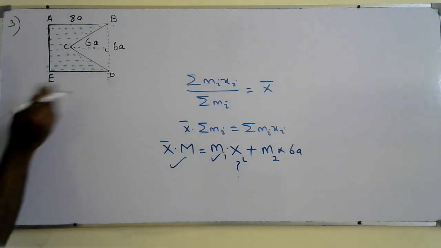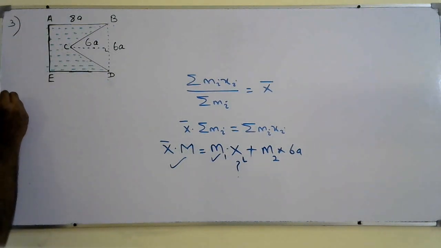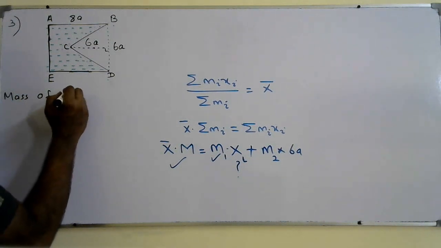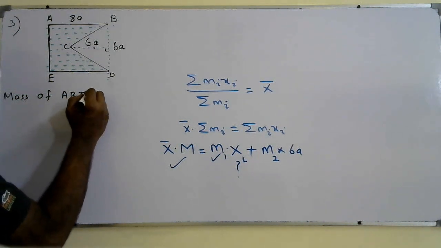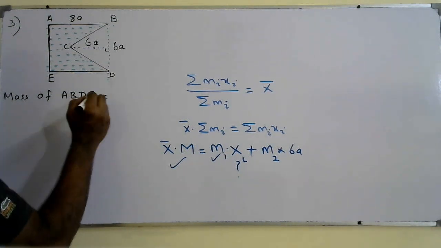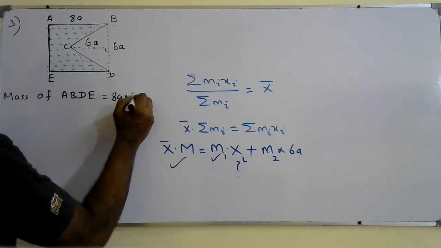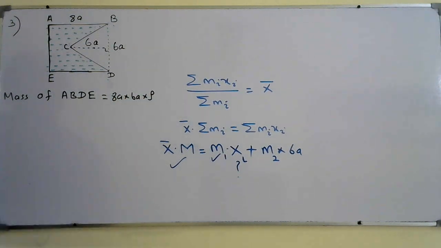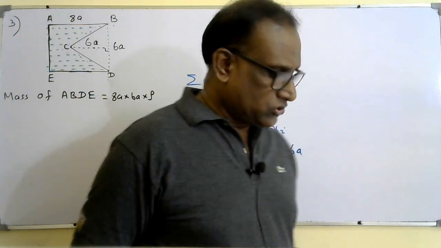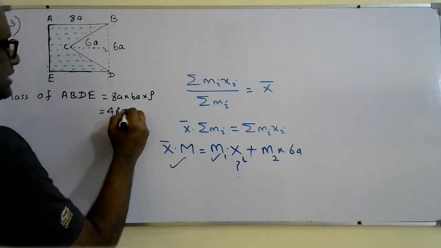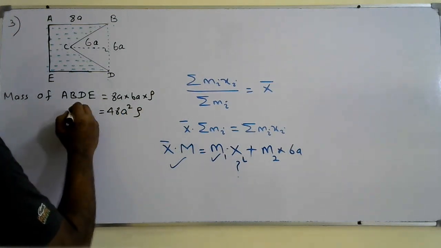Okay, so we'll find the mass of the rectangle, mass of ABDE. That is going to be 8A times 6A times rho, where rho is the mass per unit area. So that's going to be 48 a squared rho, that is capital M.